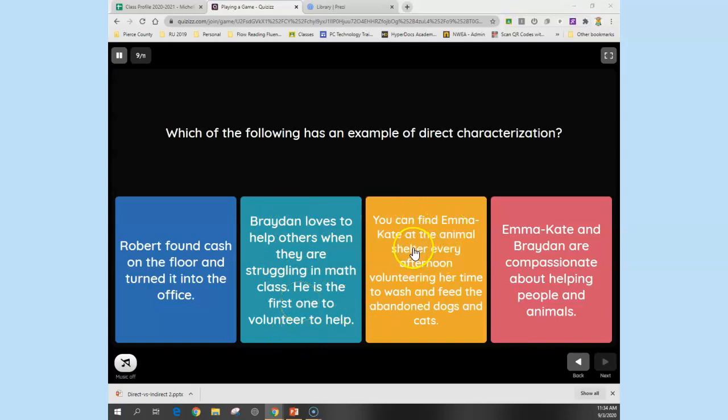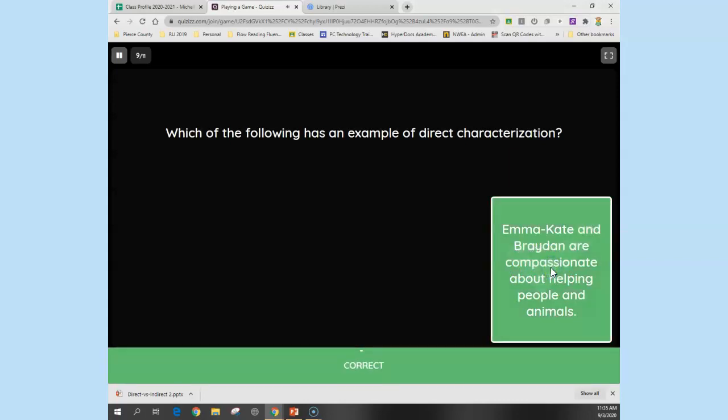You can find Emma Kate at the animal shelter every afternoon volunteering her time to wash and feed the abandoned dogs and cats. Emma Kate sounds helpful, compassionate, caring, but it doesn't tell me that. I have to infer that. So that would be indirect characterization. Emma Kate and Braden are compassionate about helping people and animals. That lets me know right here. It states it right here. Compassionate. They directly tell me what they are like. That is direct characterization.